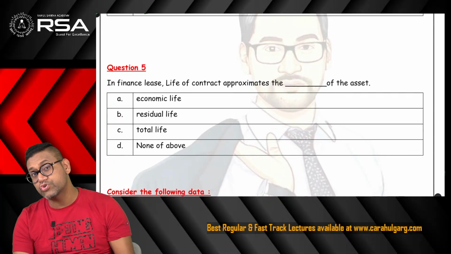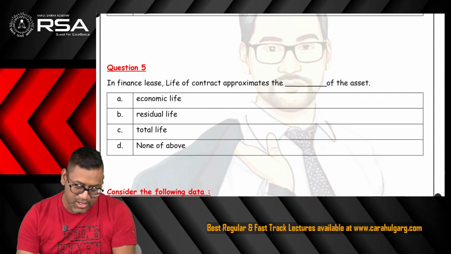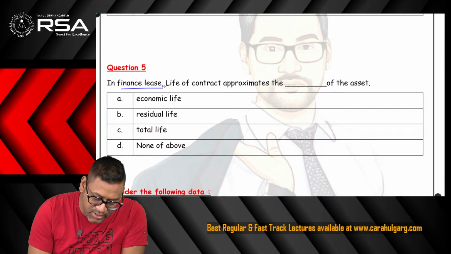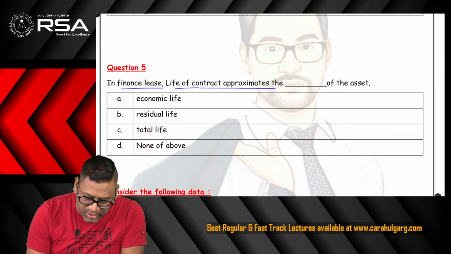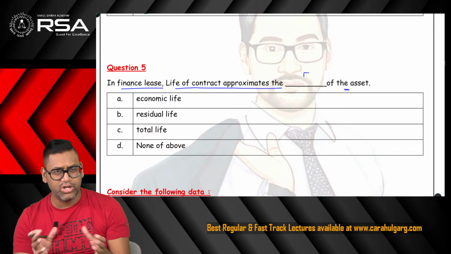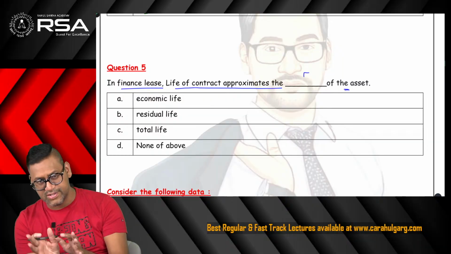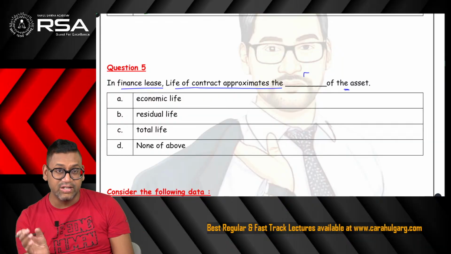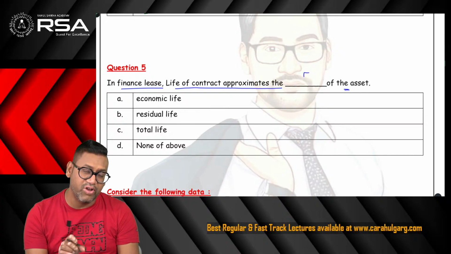So one more question from this chapter of sources of finance. After that we will have the case study. It says in finance lease, life of the contract approximates the dash of the asset. We know there are two types of lease, operating lease as well as the finance lease. You study this in the accounts as well in AS number 19. But yes, this is again the source of finance as well.